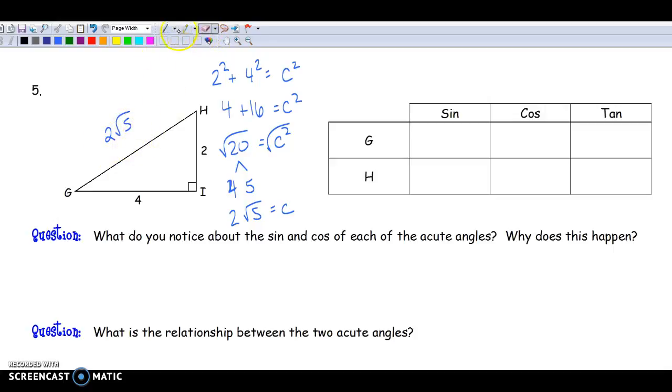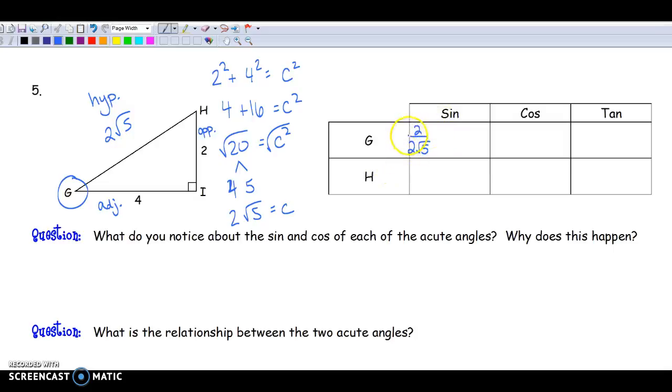Once we know that, then we can find the sine, cosine, and tangent of all these angles. First one we're going to do is angle G. So if we're looking at angle G, this side that we just found to be 2 root 5 is the hypotenuse. The side that does not touch angle G, which is 2, that's my opposite side. And then 4, which is right next to it, is my adjacent side. So when I do the sine of angle G, I have opposite 2 over the hypotenuse, 2 root 5. 2 over 2 root 5.